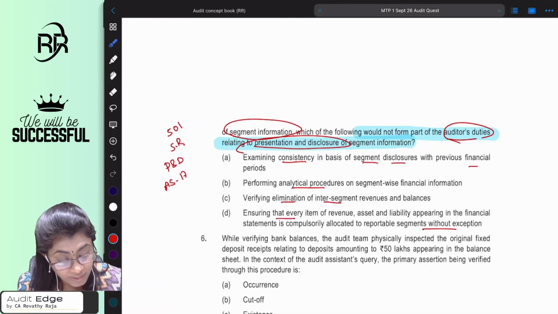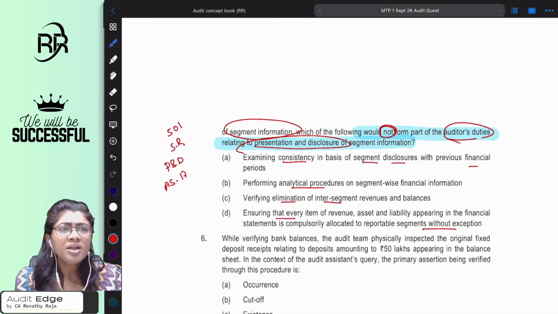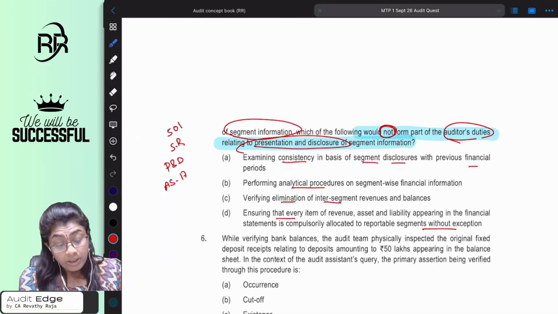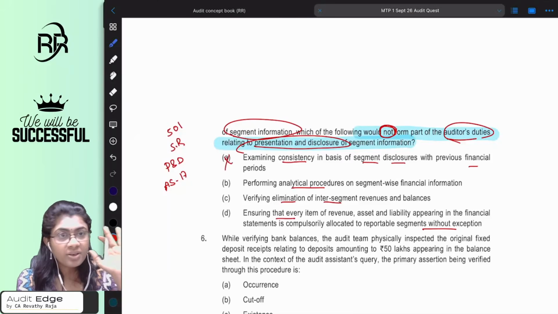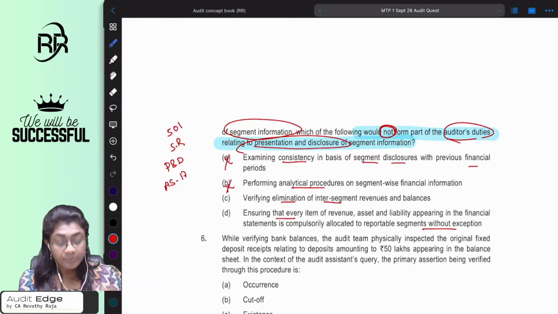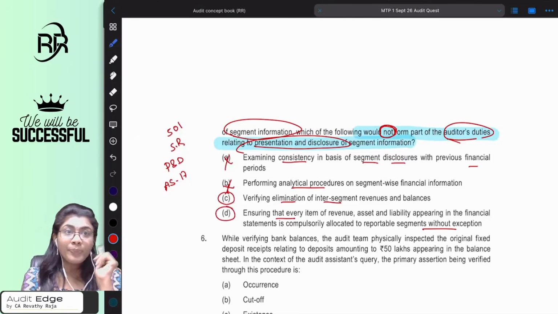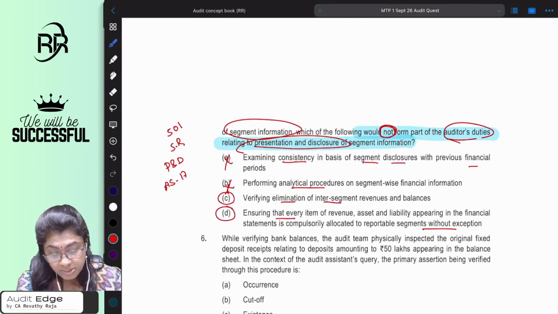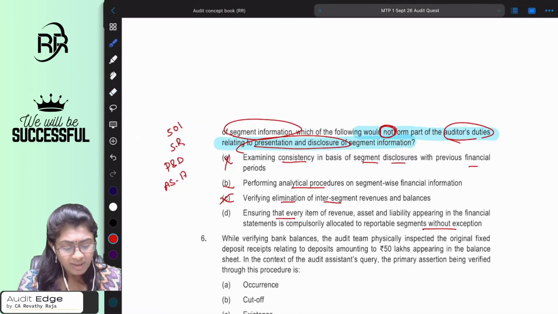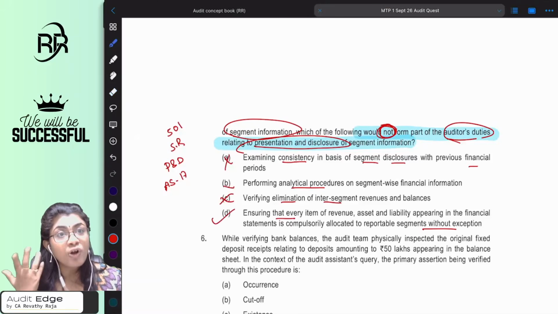Now, can you reply which will not form part of the duty? See, rule out. This you have to check whether it is consistent with the prior period. Analytical also you have to check. C or D, which is the most inappropriate? This you have to check as per your FRF, accounting standard. Now, D is the wrong option. Wrong means which will not form part.